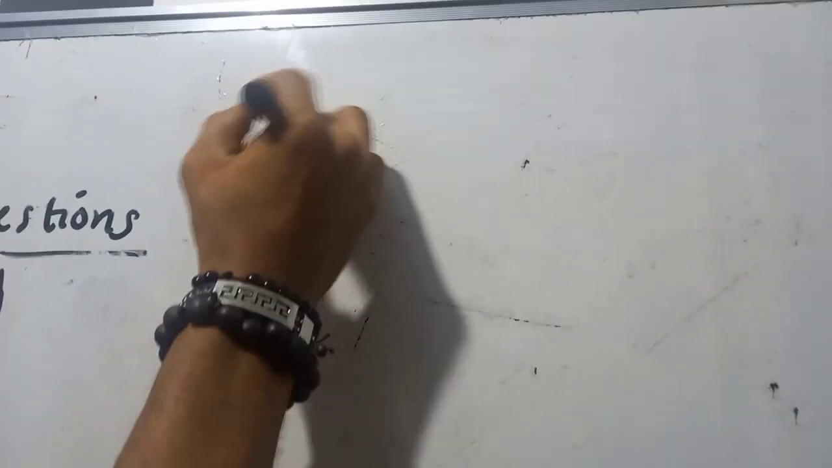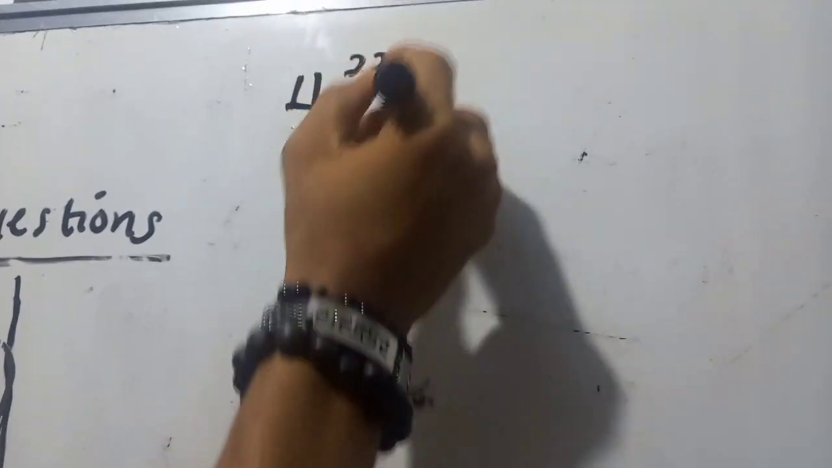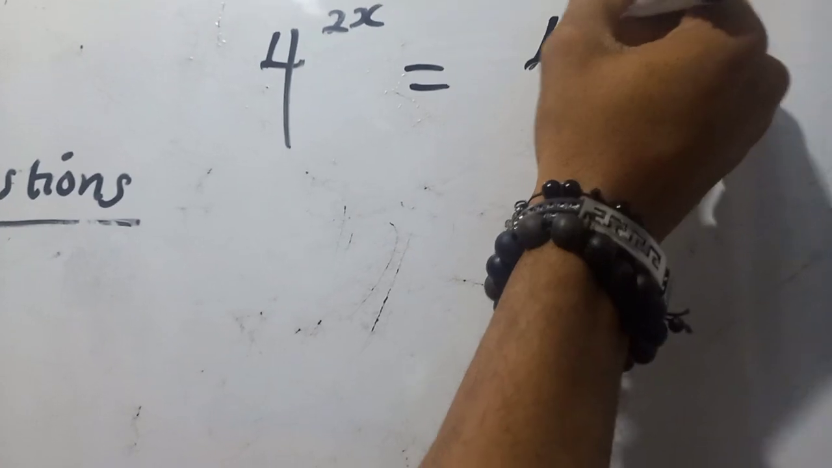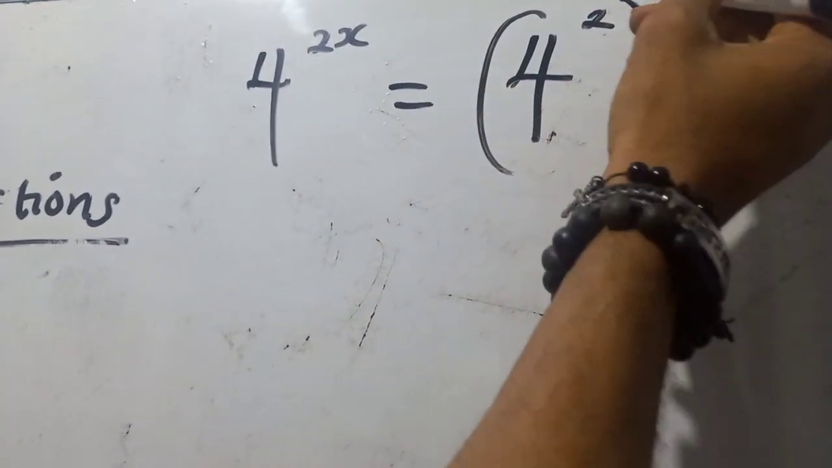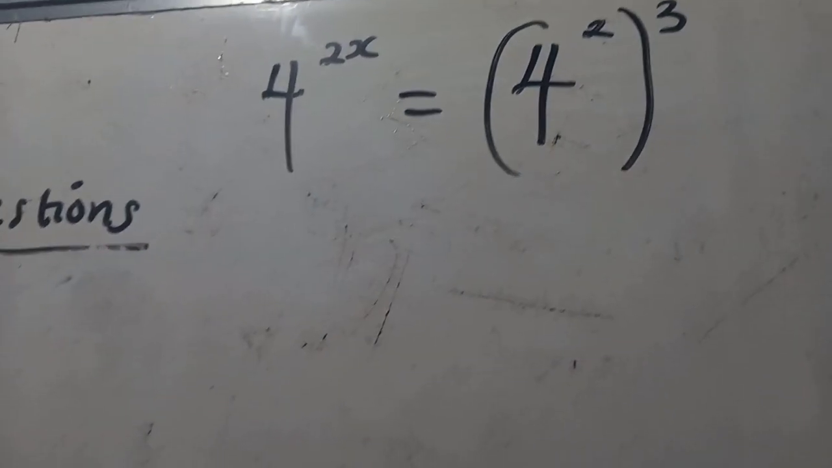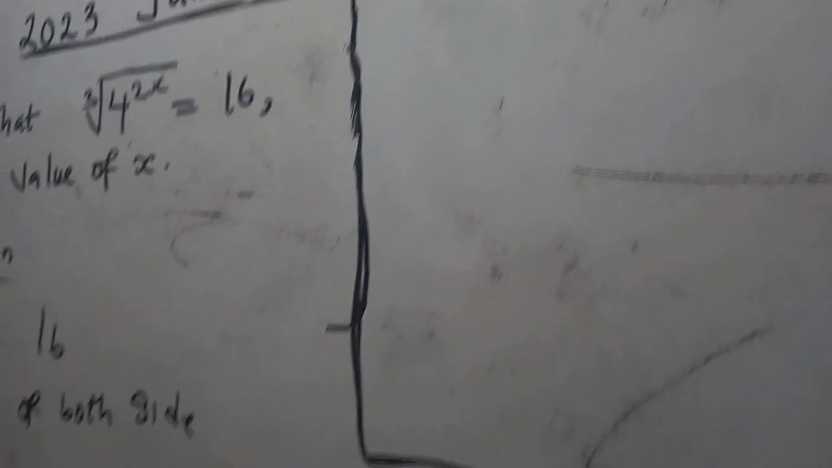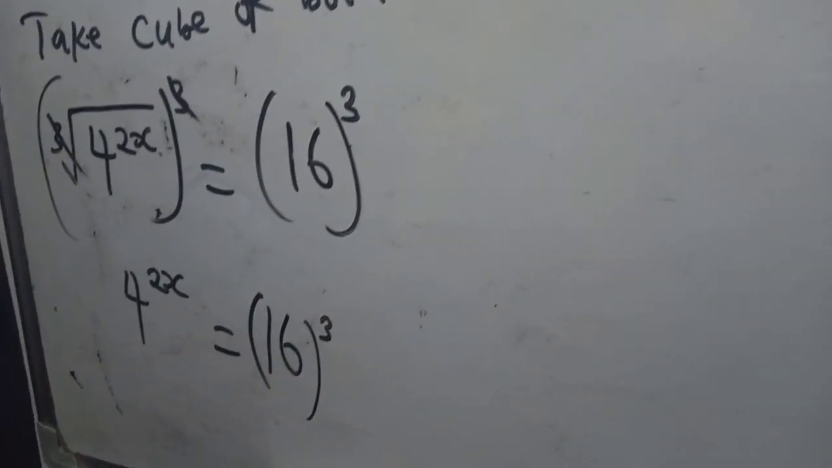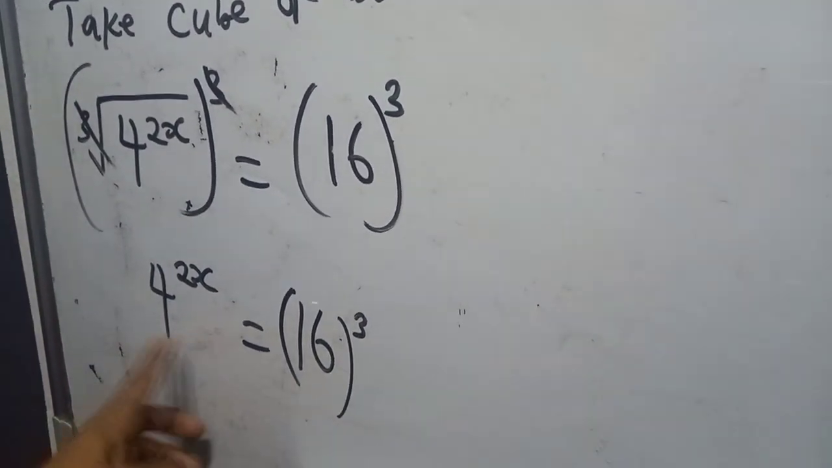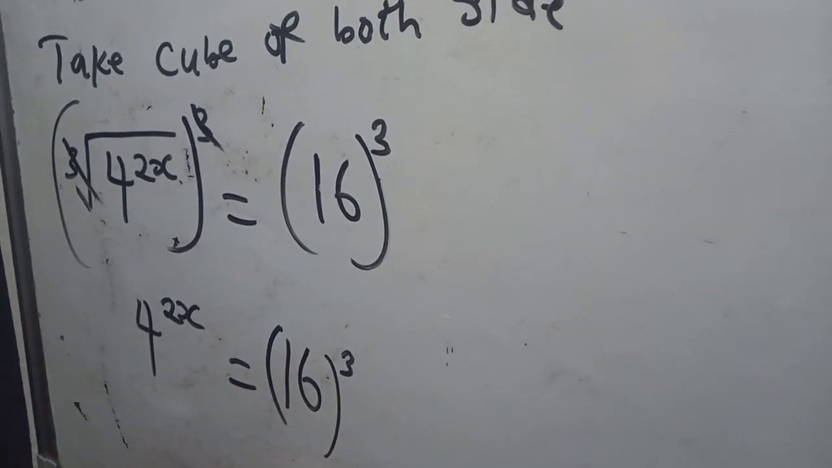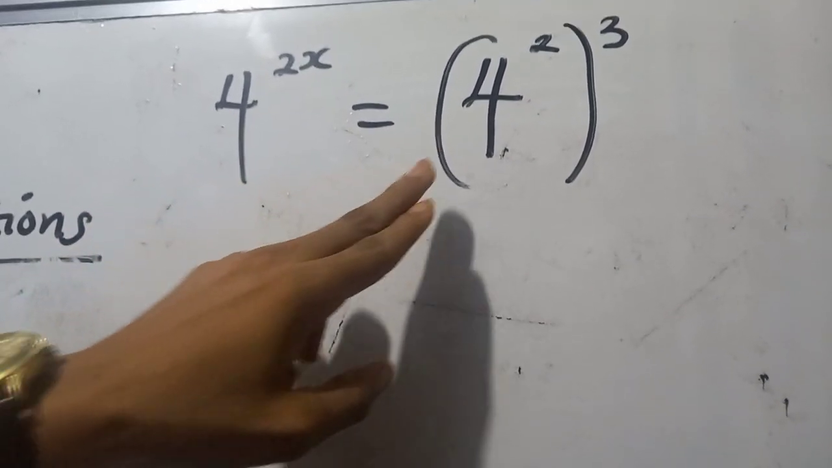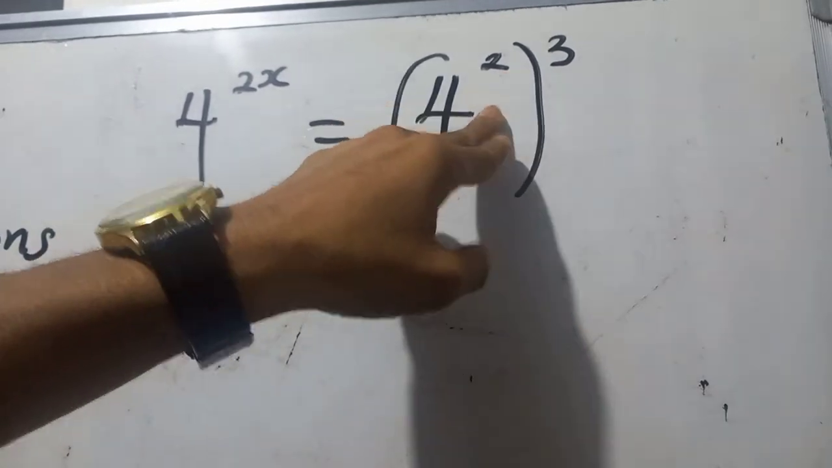So we have here 4 raised power 2x equals to this 16. Now what happened? 16 becomes 4 raised power 2, all raised power 3. This is base 4 raised power 2x equals base 16 raised power 3. So for me to eliminate the base, the base must be in the same form. That is what I did here, which is 4 raised power 2x. So this is the lowest index form. So I will change 4 raised power 2 to 16.